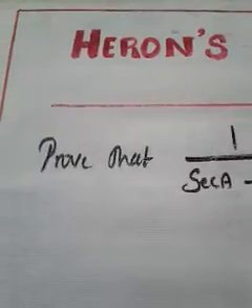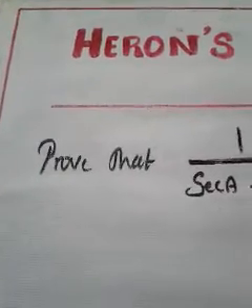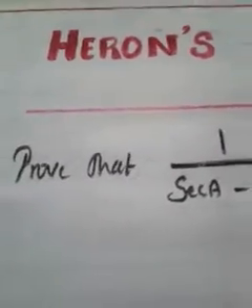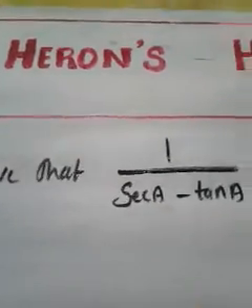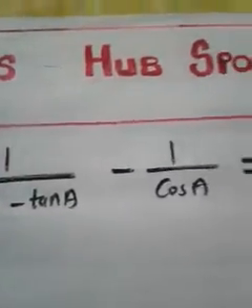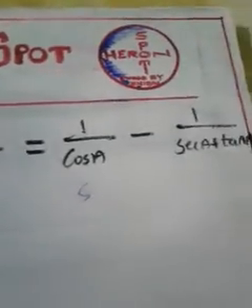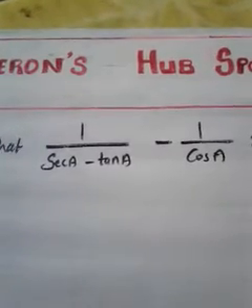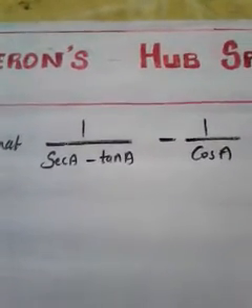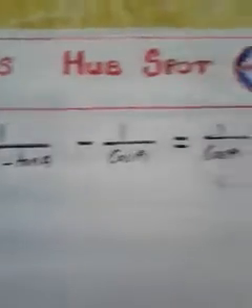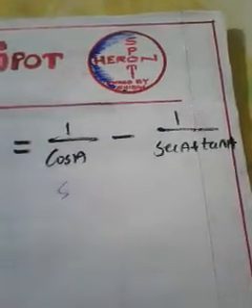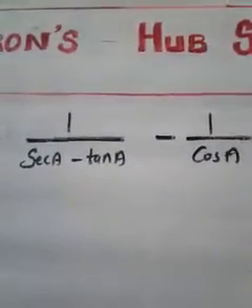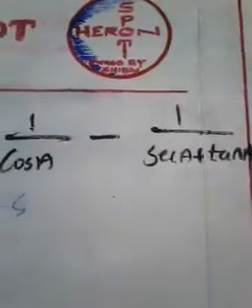Your next question is a very important question. When we compare to the previous question, this is going to be the most important question. The question is, prove that 1 by sec A minus tan A minus 1 by cos A is equal to 1 by cos A minus 1 by sec A plus tan A. We have to prove LHS is equal to RHS.